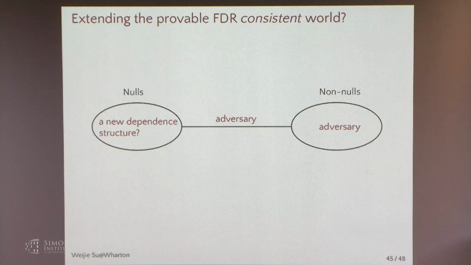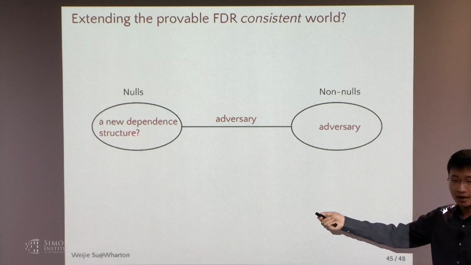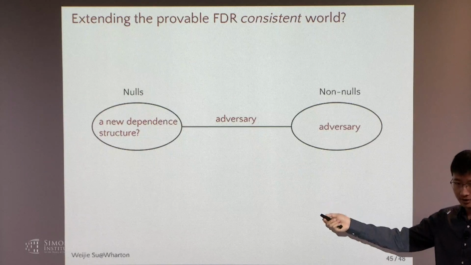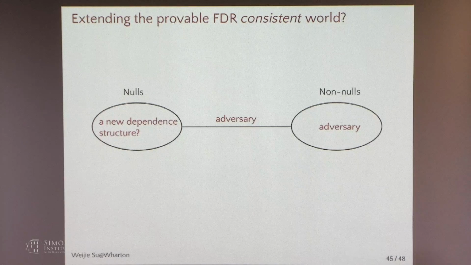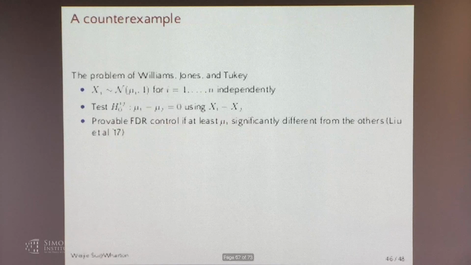So this is our picture. If we are interested in FDR consistency, we only need to focus on the dependence of the nulls. That's it. So far, we can show that if the dependence of the nulls is positive, we are happy. But maybe we can relax it.